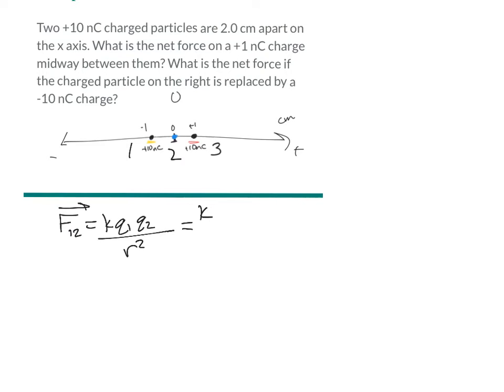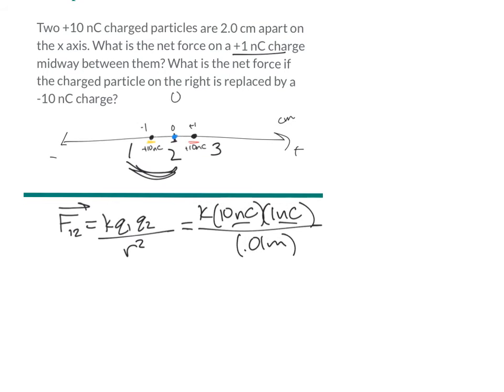So we've got K, and then Q1 is 10 nanocoulombs. We use the absolute value, since we don't care about the actual sign right now. The charge on Q2 is positive 1 nanocoulomb, over R squared. R is 1 centimeter, which is 0.01 meters. We should change these nanocoulombs to coulombs because that's the SI unit. A nanocoulomb is 10 to the negative 9th, so we've got 10 times 10 to the negative 9th and 1 times 10 to the negative 9th.